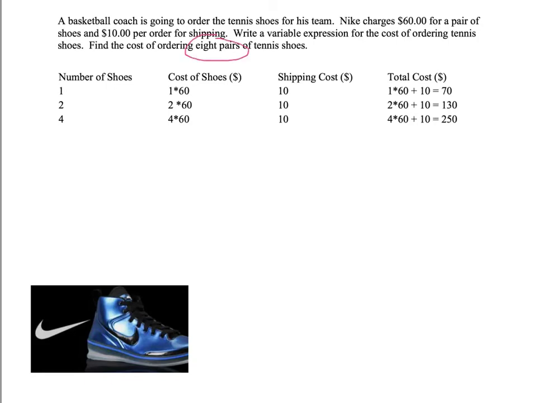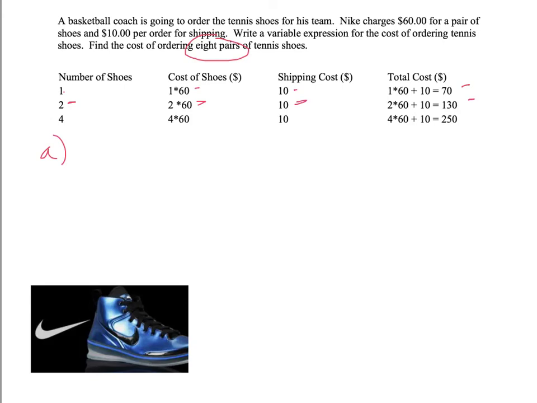So let's look at the first part. Let's just call that part A. I need to write the variable expression here. So here I see that 1 pair of shoes would cost 1 times 60 plus another 10, so give me a cost of $70. 2 pairs would be 2 times 60, still the cost of $10, and that would give me overall cost of $130.